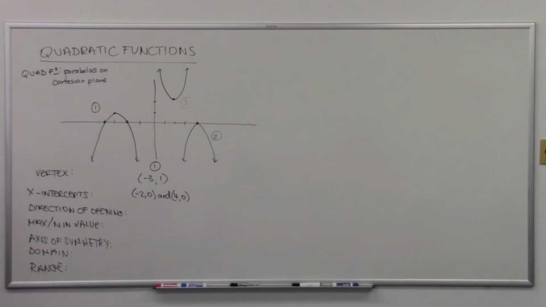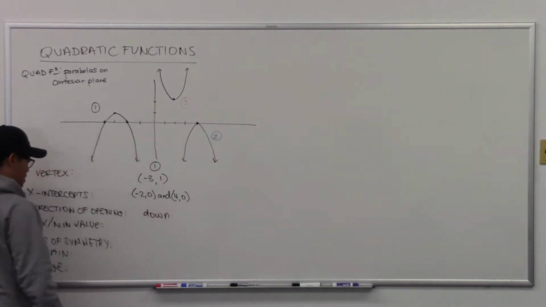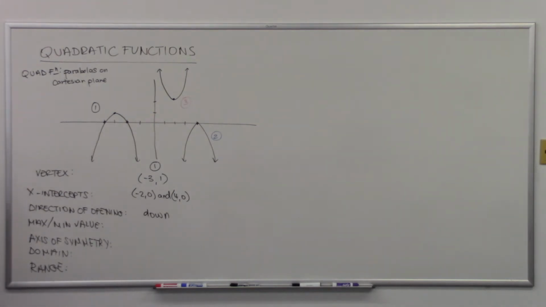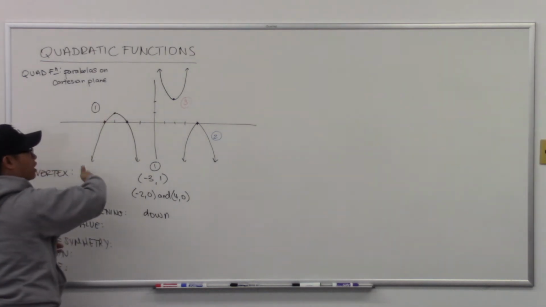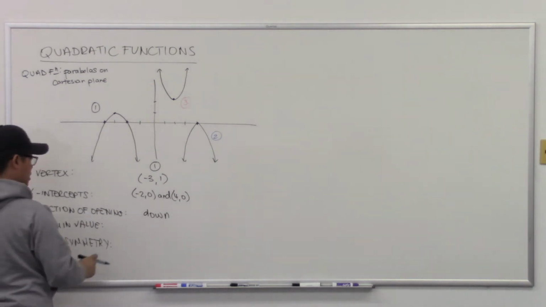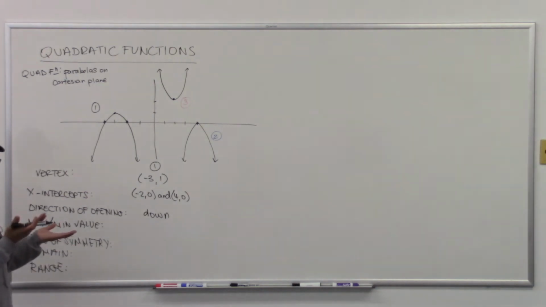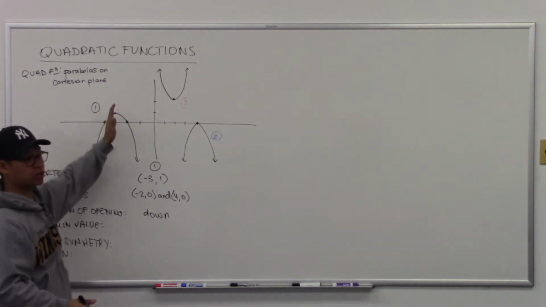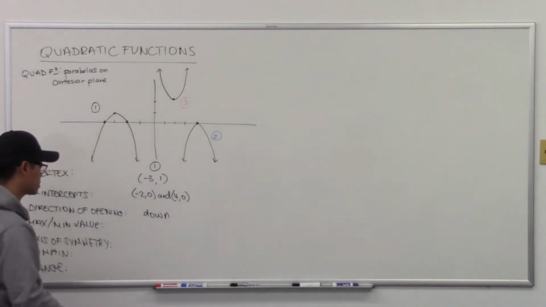Okay. Nick, you get the easy one this time around. What's the direction of opening on this? Down. Very good. Maya, the max or min value. Does it have a max or does it have a min? Yeah, it has a max value because it has a highest point. This keeps on going down and down and down, right? So it has a highest point, not a lowest point.